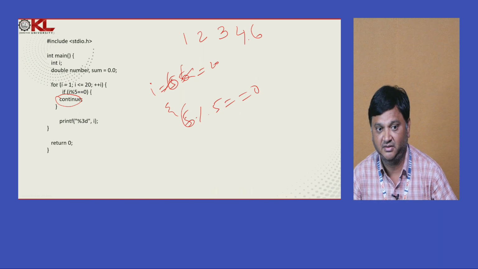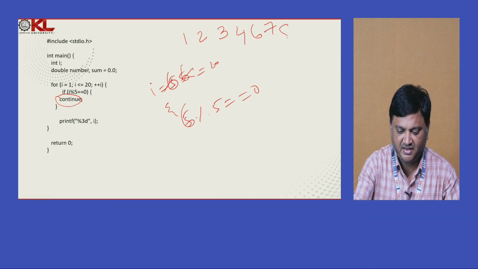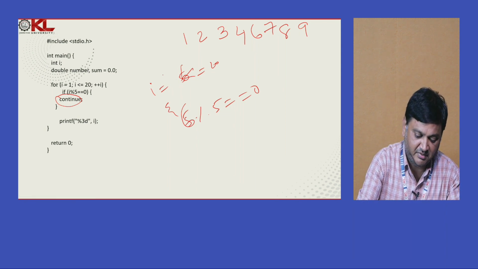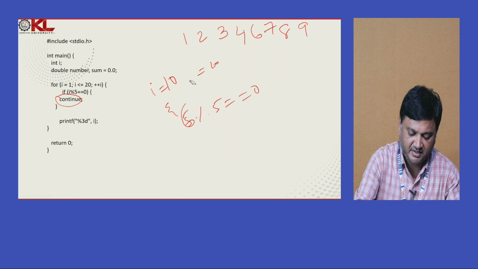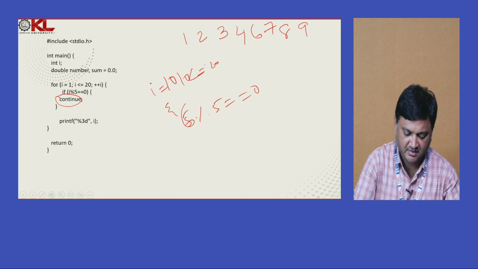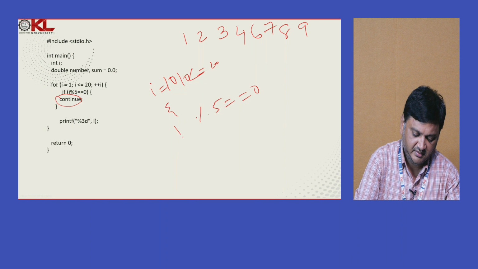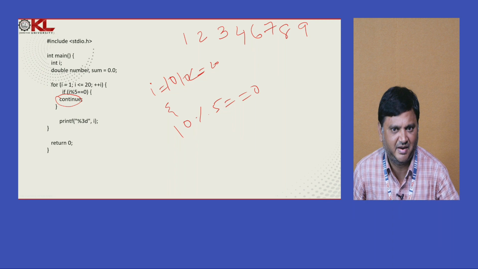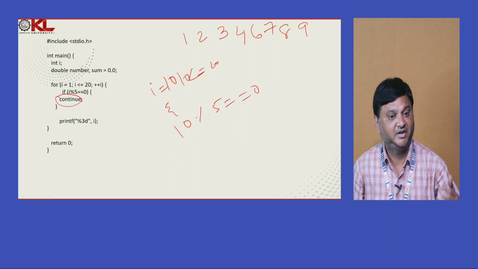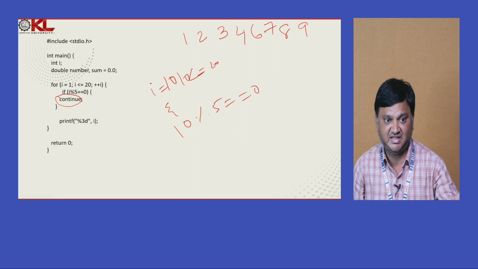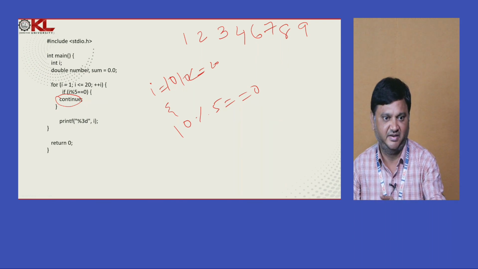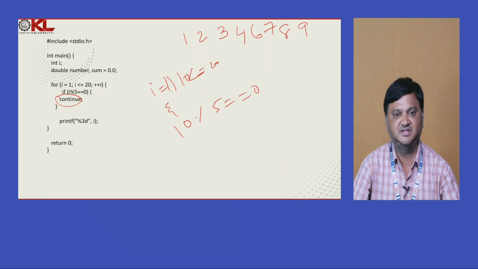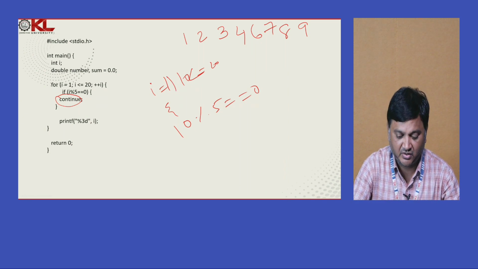Now tell me what is the output, my dear students? 6, 7, 8, 9. Now tell me, whenever i becomes 10, is 10 less than or equal to 20? Yes. Is 10 modulus 5 equal to 0? Yes, the remainder is 0. Now tell me what I wrote there. Continue. If I wrote continue, then I skip that iteration and go to the next iteration. So my i becomes 11 now. So 10 won't get printed. What is the next value it prints?